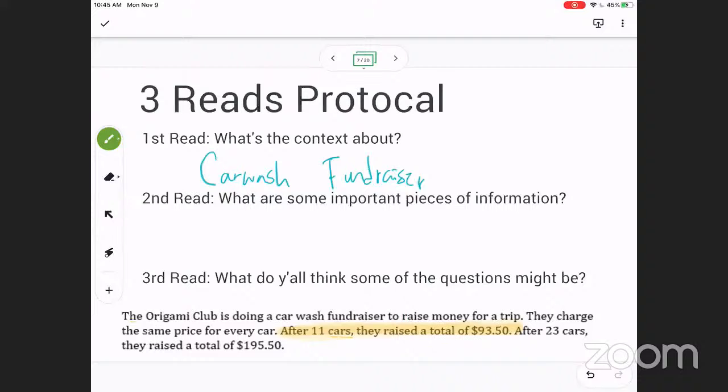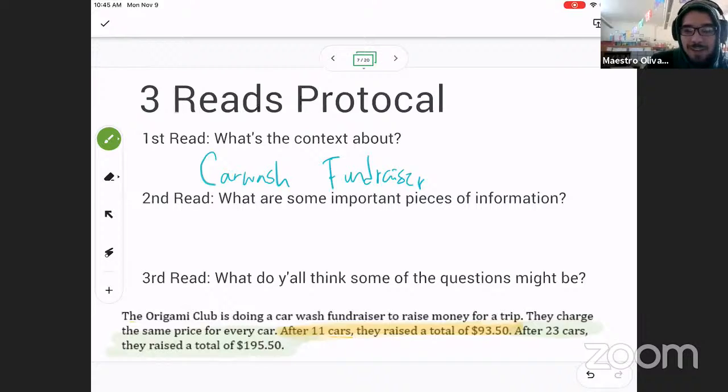After 23 cars, they raised a total of $195.50. Yeah. After 23 cars, they raised a total of $195.50. Thank you so much. So we got the two pieces of information that are important about this, or at least we think are important.